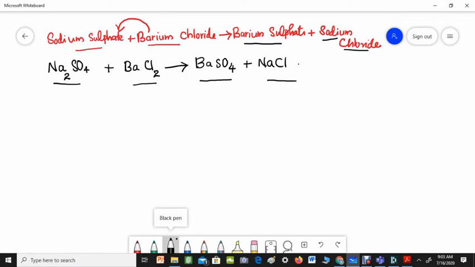Since the atoms are exchanging their ions, we call this reaction a double displacement reaction. The type of reaction is double displacement reaction.